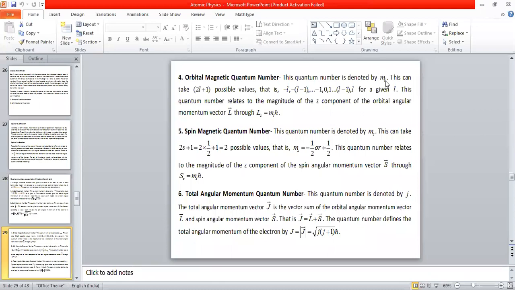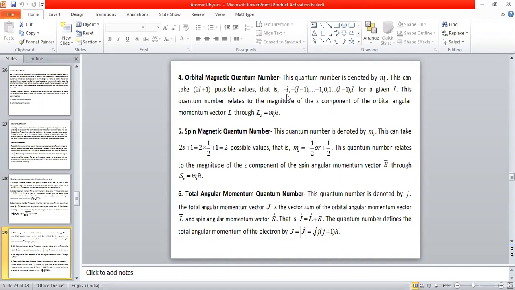ml, m subscript l. And what are the possible values of orbital magnetic quantum number? The possible values of magnetic orbital quantum number is 2l plus 1. So the magnetic orbital quantum number is decided by the orbital quantum number small l. So the ml value depends on l. For one l, how many ml are there? For one l, there are 2l plus 1 values of ml.